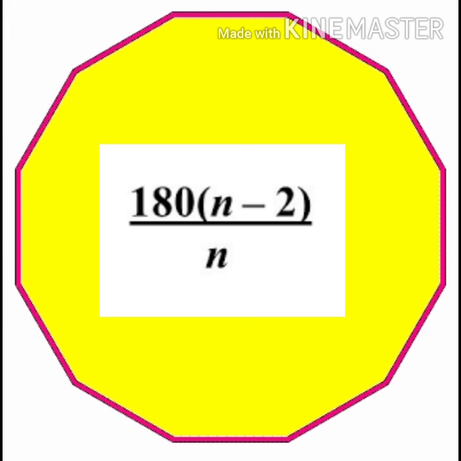For any regular polygon, we can find one angle by n minus 2 into 180 divided by n. That means the sum of interior angles divided by the number of sides.